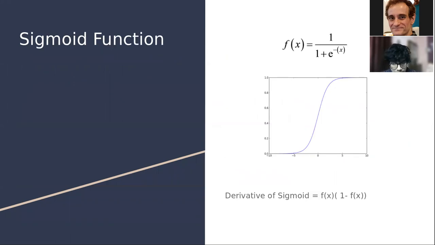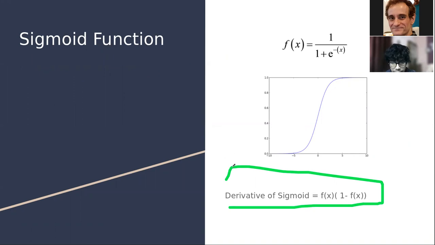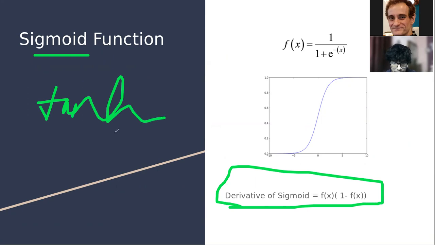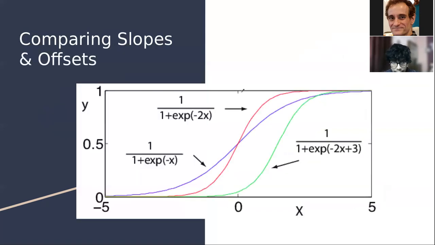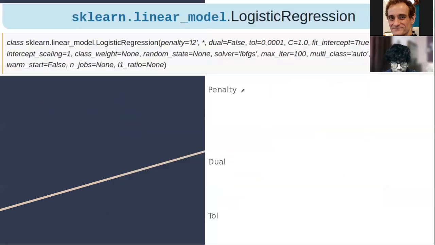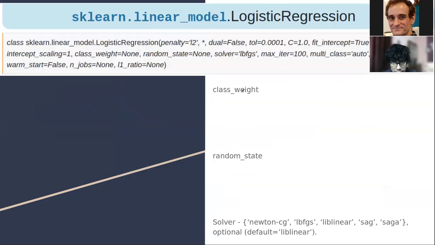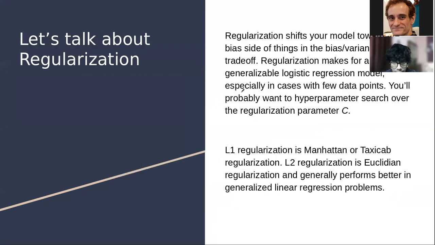The sigmoid function is something we already discussed, but always remember this. This is usually asked in questions and competitions for sigmoid, for tanh, and there's one more activation function, which I don't remember, but these are usually asked. And then you have understanding the slopes. We'll discuss logistic regression and the solver methods. Then we finally wrap up with regularization.